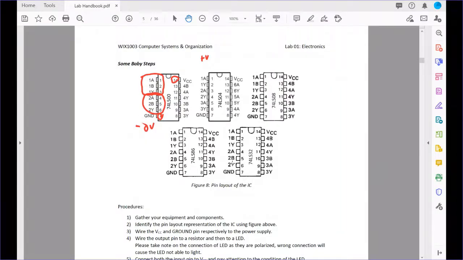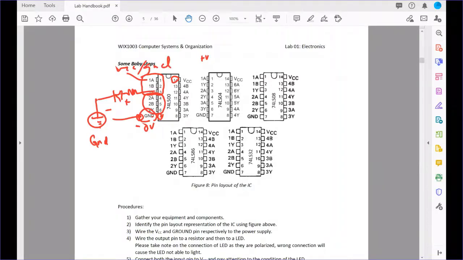So at the end, if I want to use 1A, 1B and 1Y to test this IC, then my 1Y should connect to a resistor, then go to a LED, the positive side of the LED, then the negative side of the LED, then I go to ground. Okay, so this side is the same as the ground connection here. Both of these will connect to the ground. Then the 1A, 1B, I'm either connecting to VCC or I connect it to the ground. It depends on what kind of input values I want to give.